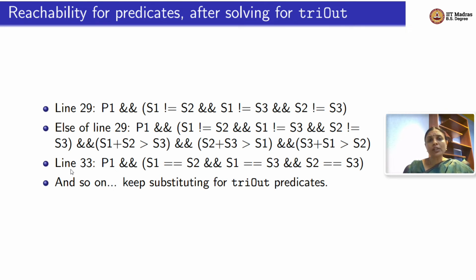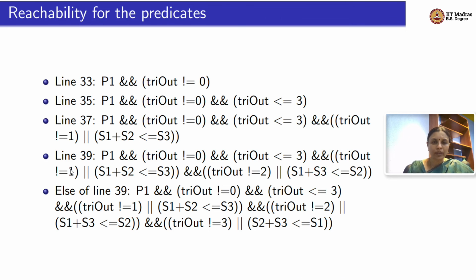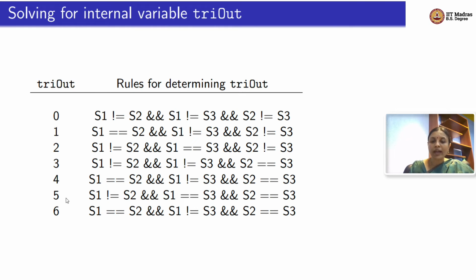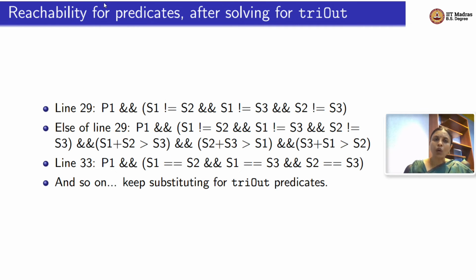Now after solving for tryout, if you remember, I had tryout not equal to 0 and tryout less than or equal to 3 in my reachability condition, right? So now these are my values. I have to substitute them back because I have to write all the predicates purely in terms of inputs, because that's when I can pass them as test cases. So now I do reachability for predicates after solving for the variable tryout.